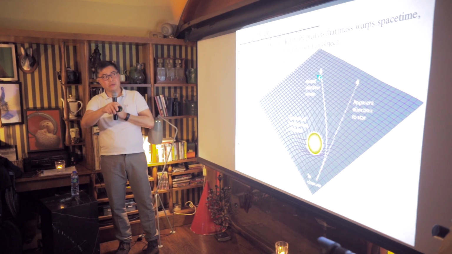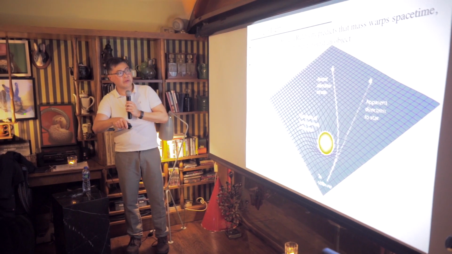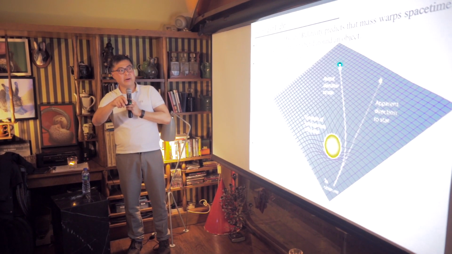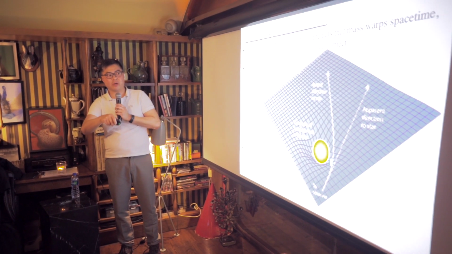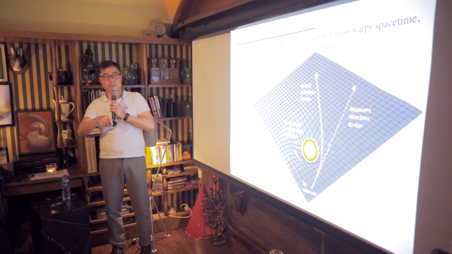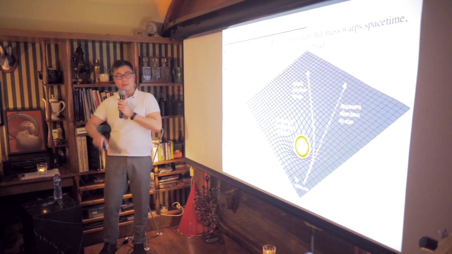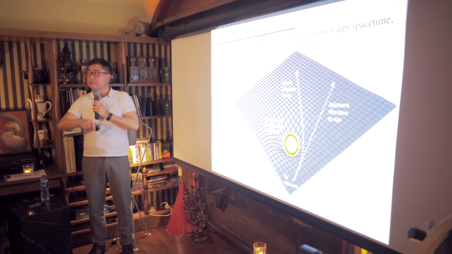Now, what happens if you warp space-time? Light no longer travels in a straight line. So here's a star. Ordinarily, if the sun was not here, light would just travel in a straight line. But because space-time near the sun is warped, light curves around the sun. The amount of curvature is incredibly small, but it was measured about 100 years ago.